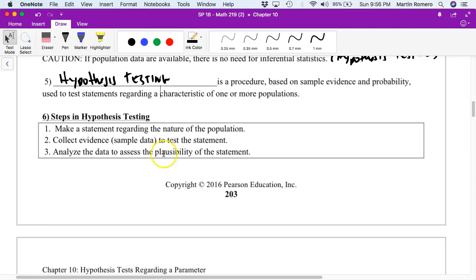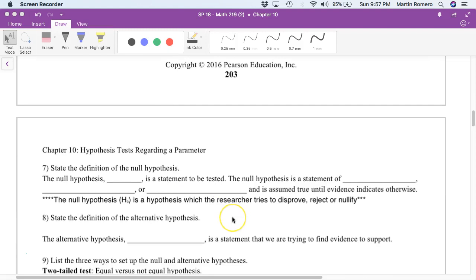Here are the steps of hypothesis testing. Take a look. The first thing we do is make a statement regarding the nature of the population of interest. That could be about a proportion of the population or what the average value of something in the population is. We collect evidence, which is the sample data, to test that statement, and then we analyze the data to assess the plausibility of that statement. So those are the three generic steps of hypothesis testing.